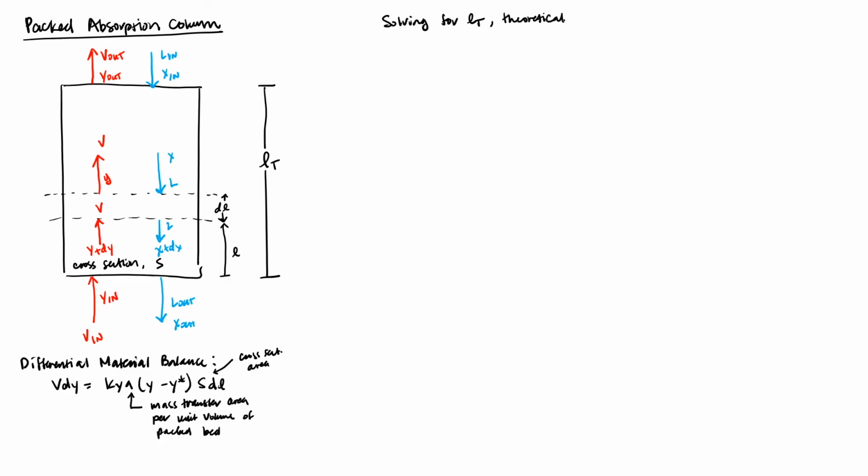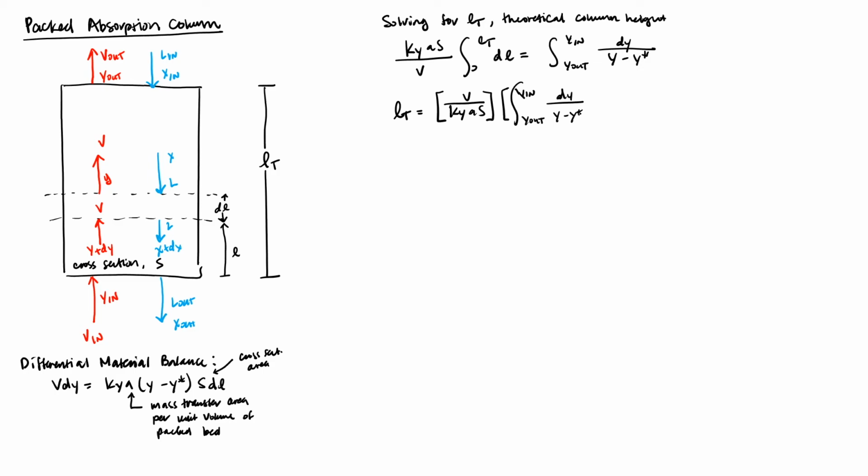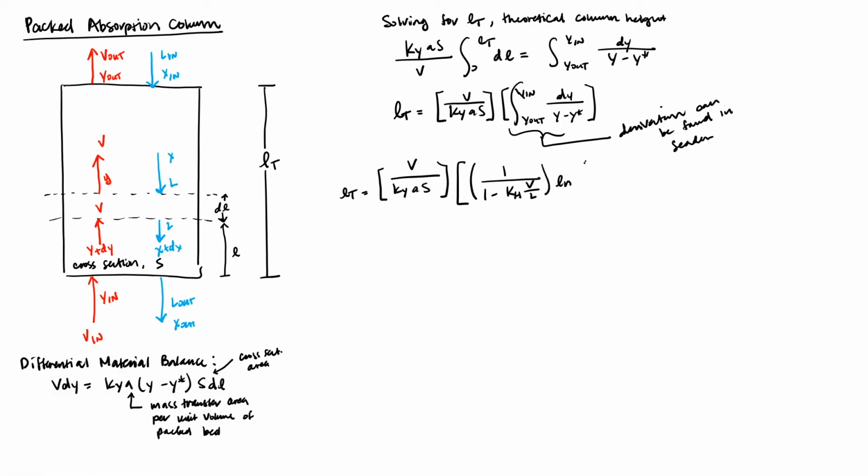Rearranging this equation and taking the integral, we can obtain an expression for LT, the theoretical height of an absorption column. An analytical solution can be used to describe the term in the second bracket, and that full derivation can be found in many textbooks. But for time's sake, the final solution is presented here. This expression was used in experimental calculations.